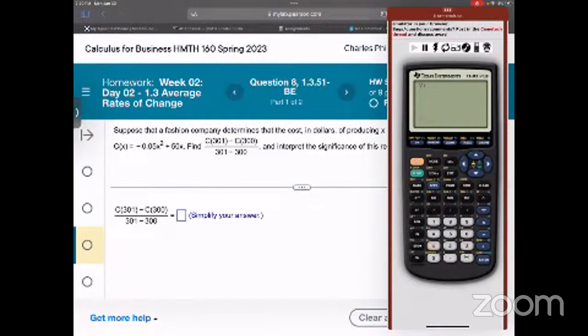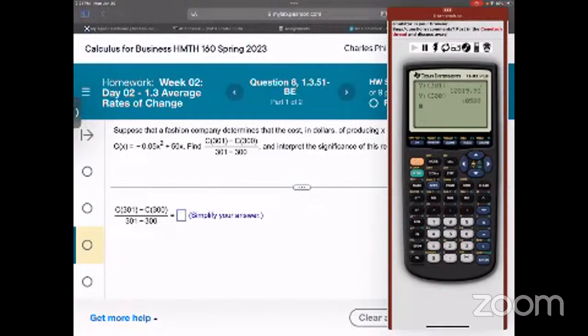So now, let's see. When X is 301, the corresponding Y is 10,519.95, right? I'm just going to hit second enter to call on that function again, but instead of 301, I'm going to do 300. So 10,500. Then you can see that the difference is 19.95. If we put that 10,519.95 minus the 10,500 over 1, the result we get is 19.95.